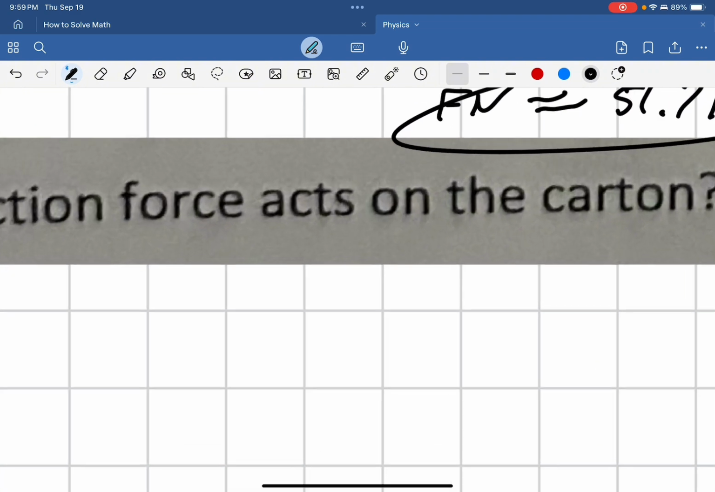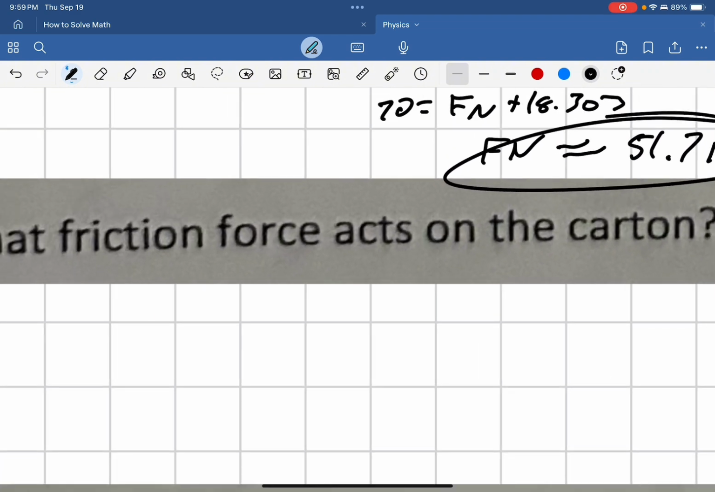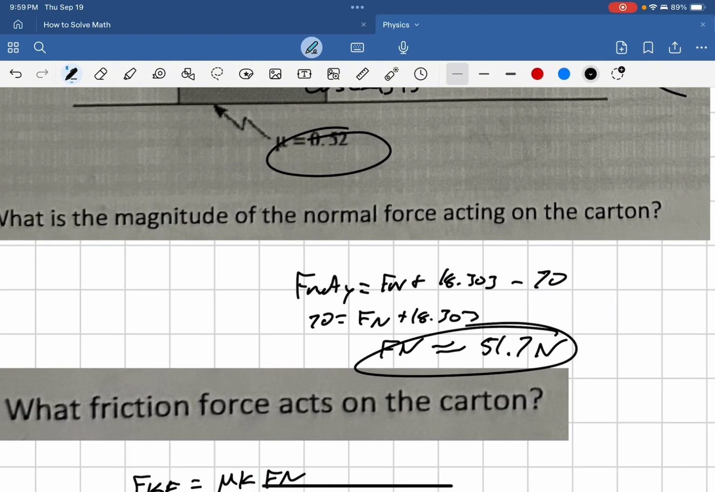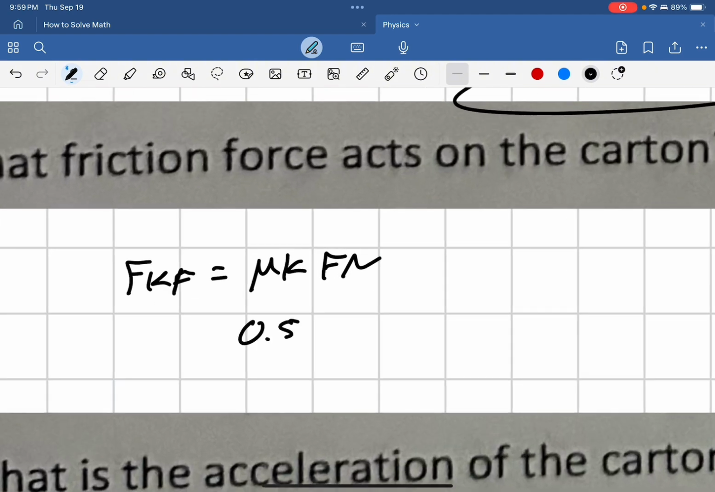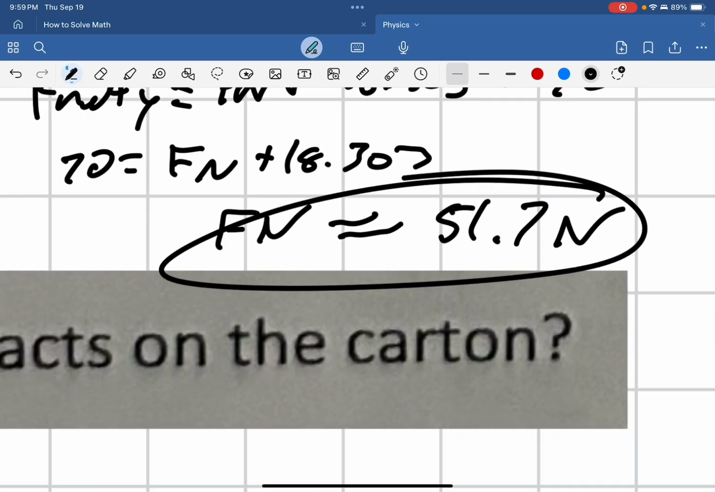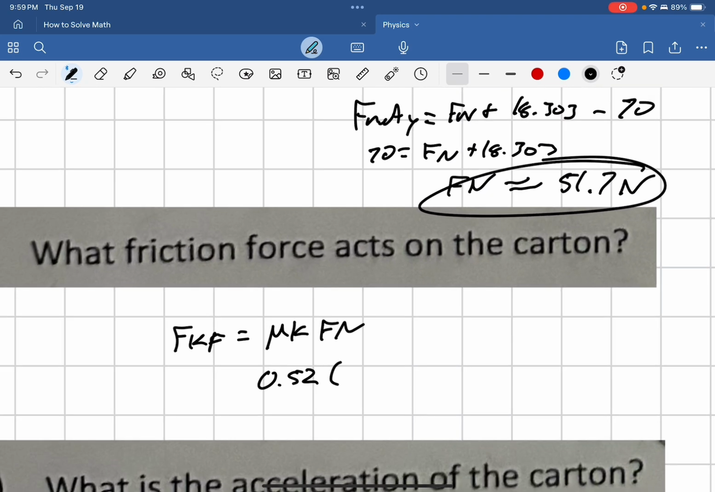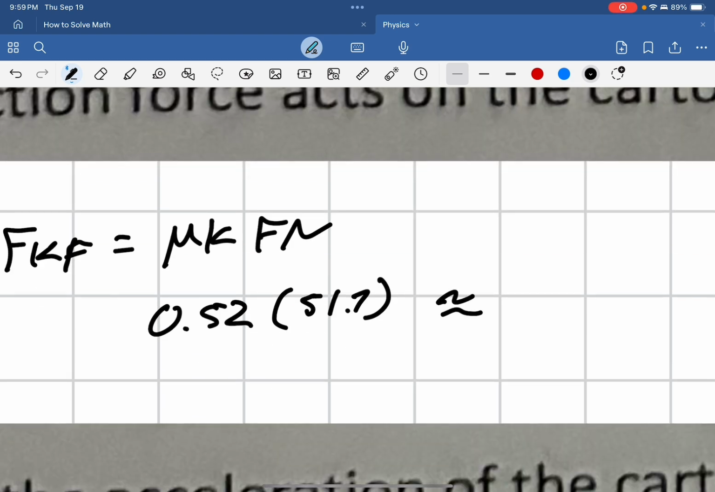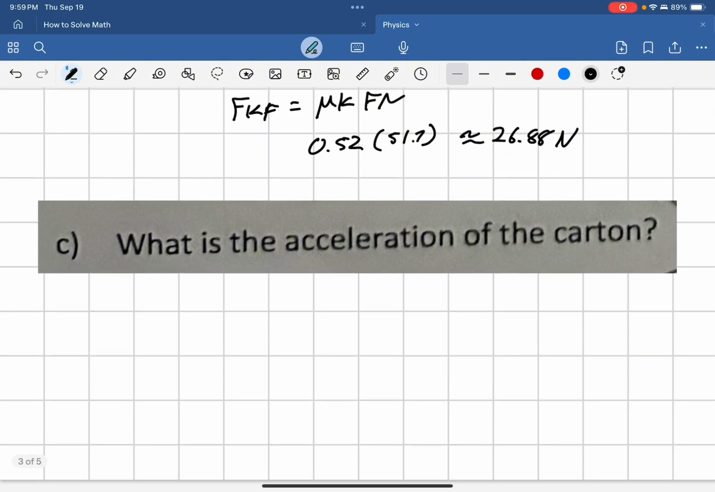What friction force acts on the carton? We know that F of k is equal to mu k times F of N, and they give us mu, so it's 0.52 times F of N, and thankfully we found that out right here. It's going to be 51.7. Multiply this out in your calculator, 0.52, and you'll get around 26.88 newtons. There you go. That's your answer.